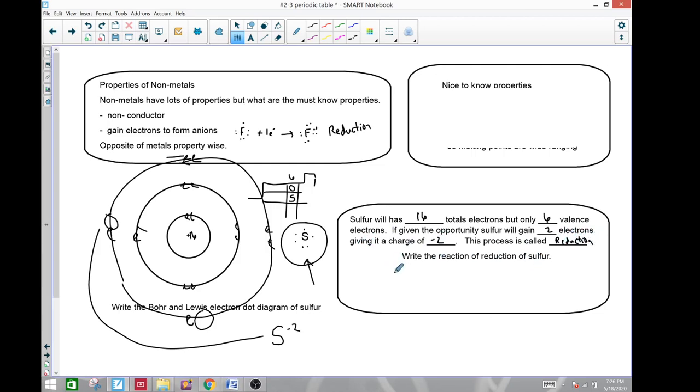You're going to write a reaction out for this. It would be sulfur plus 2 electrons yields sulfide. That's the reduction reaction. I could highlight this reaction by saying sulfur's got 16 protons and 16 electrons, and here's 2 more. So now it has 16 protons, and how many electrons? It has 18 electrons.